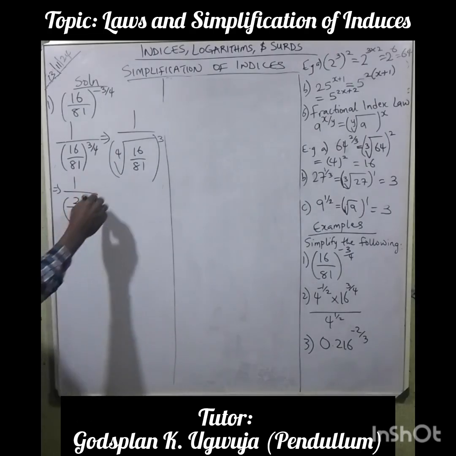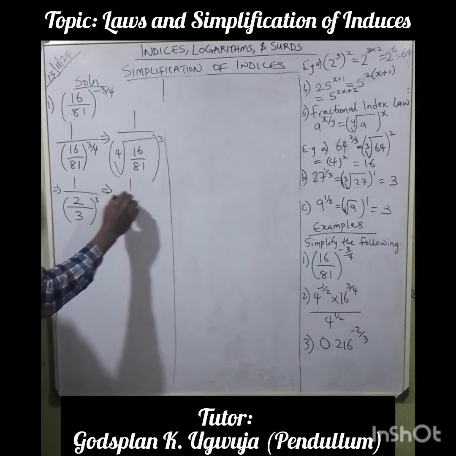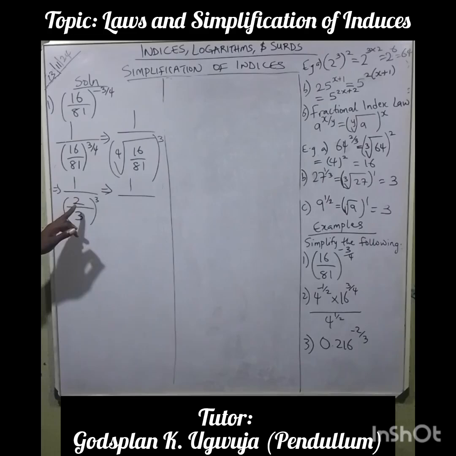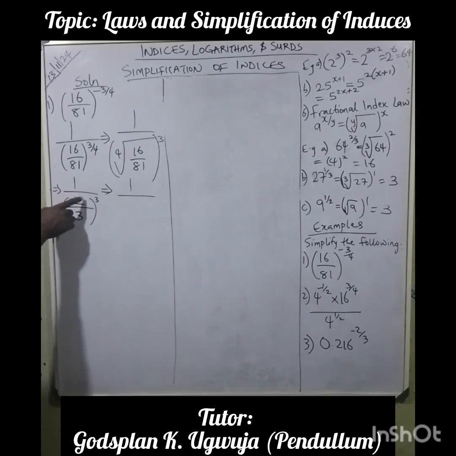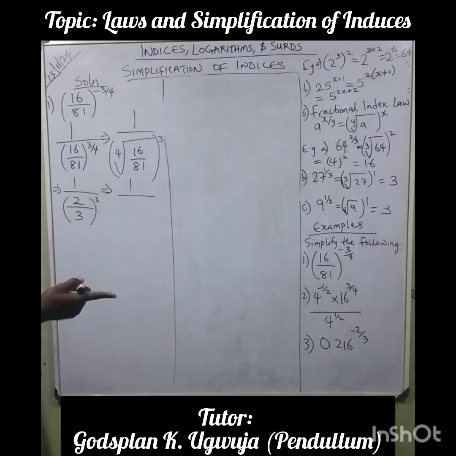Everything here is still raised to power 3. And then we'll go on, we have 1 over 2 raised to power 3. Now, remember, this power 3 is affecting everything inside this bracket. So it's not just for 2. It's both for 2 and for 3. Take note of that. 2 raised to power 3 means 2 times 2 times 2.